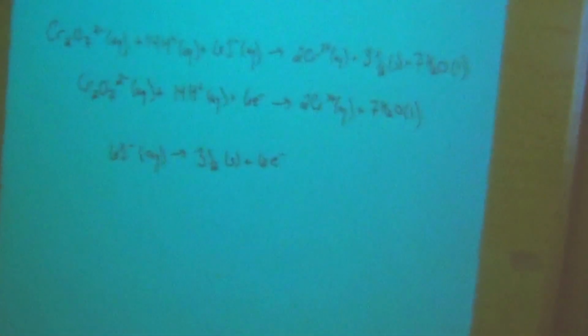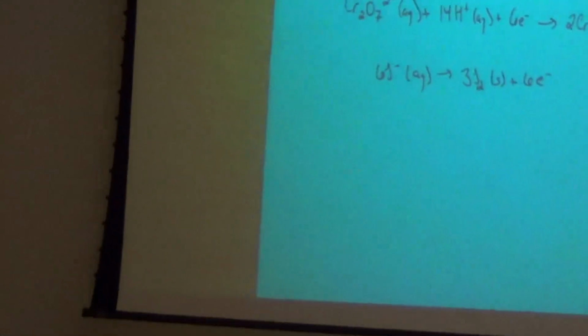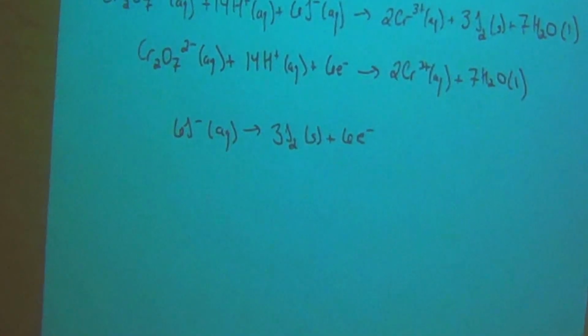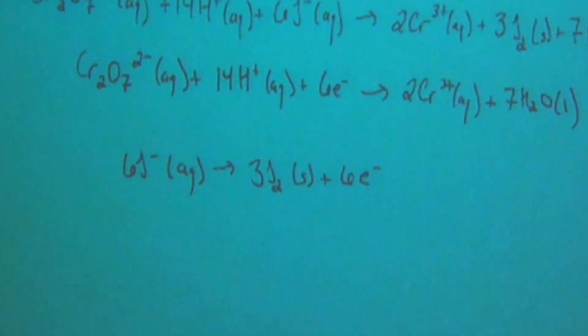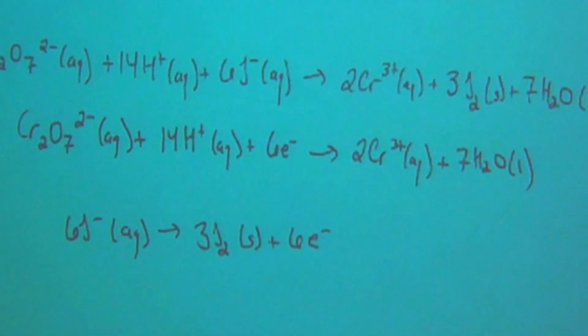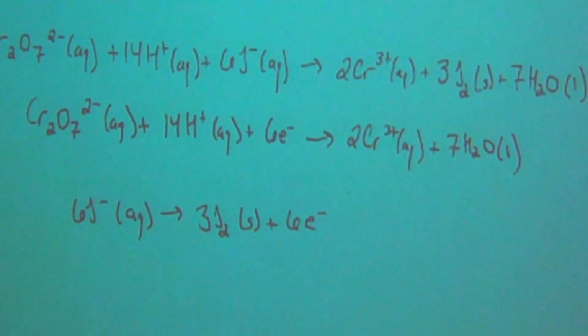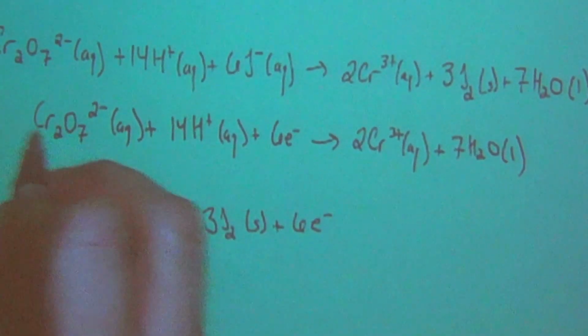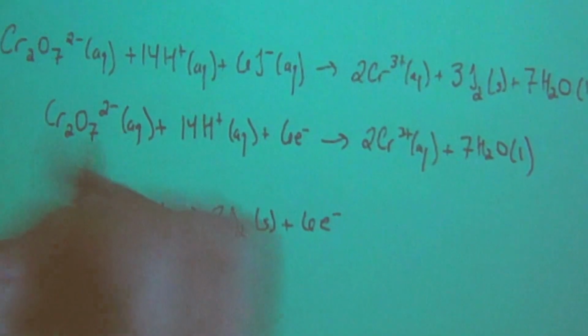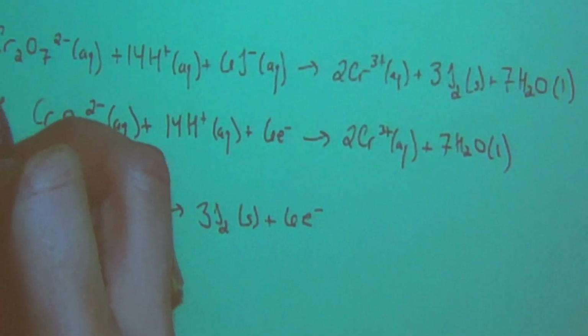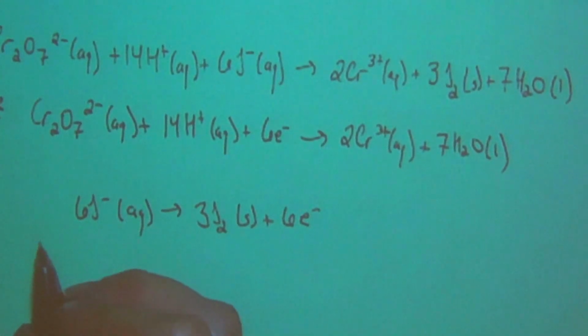Okay, so I've written my half reactions. Now I need to figure out what's my anode and what's my cathode. I have to figure out what I'm going to subtract when I go back and look at my reduction potentials. All right, so what's being reduced here? What element's being reduced? The chromium's being reduced, all right? So this is being reduced. So is this my anode or my cathode? Cathode. All right, iodine's being oxidized, so what do we call it?